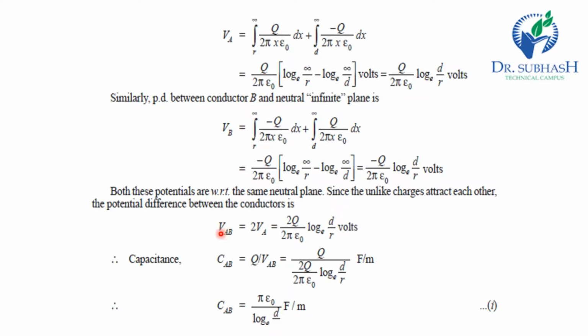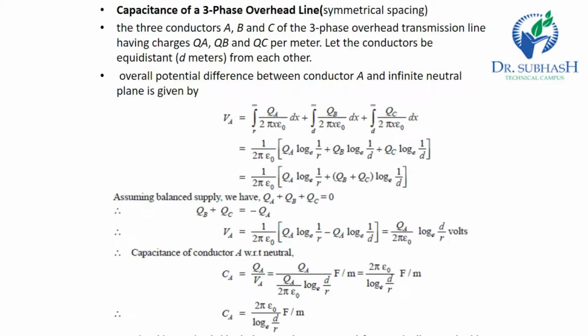Now the capacitance equation: capacitance C is equal to q by V. So here C_AB is equal to q by V_AB. Putting the value here, q divided by q by 2 pi epsilon 0 log d by r. Solving this equation, we find C_AB is equal to pi epsilon 0 by log d by r.